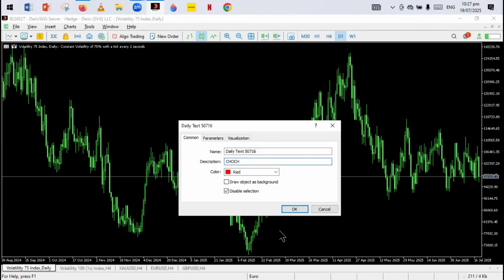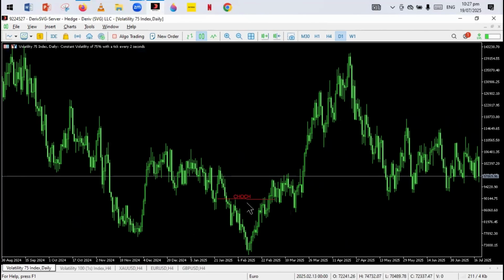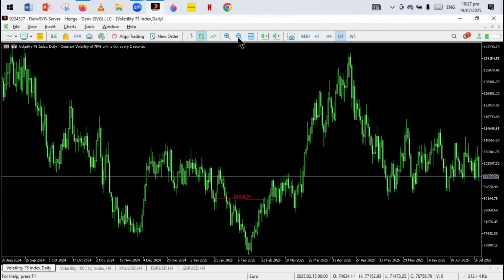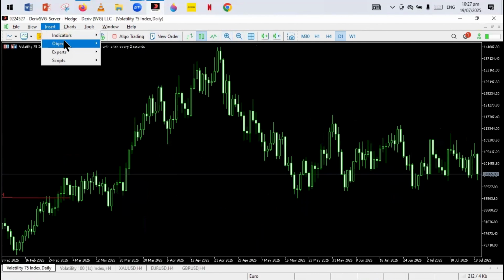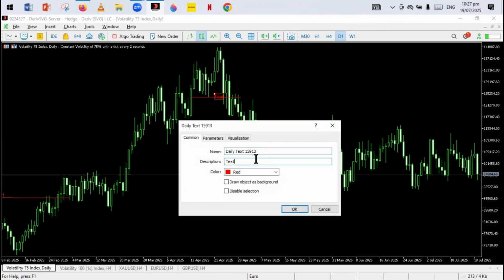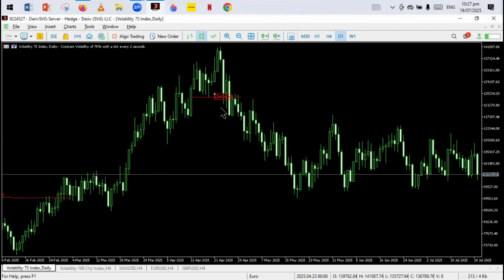Change of character. That one is a reversal to indicate the sellers don't have momentum anymore. The buyers are now in the market. And then the buyers had momentum until that point where they could not maintain structure. The sellers broke the higher low. That is an indication that the sellers are now in the market. That is a change of character. So that is how you can tell when price is about to reverse.